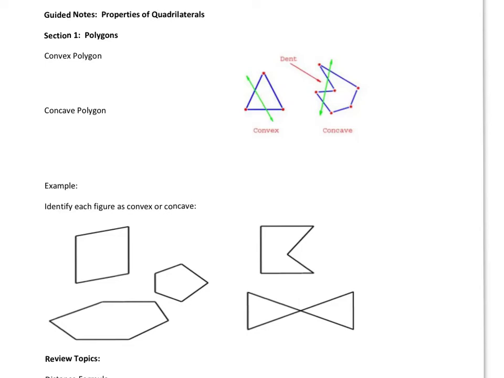Properties of Quadrilaterals, Video 1, Unit 4. So in this first section, we're looking at polygons, which are something you've seen since elementary school. But we're going to be a little more specific when we're talking about polygons and how we can name them.